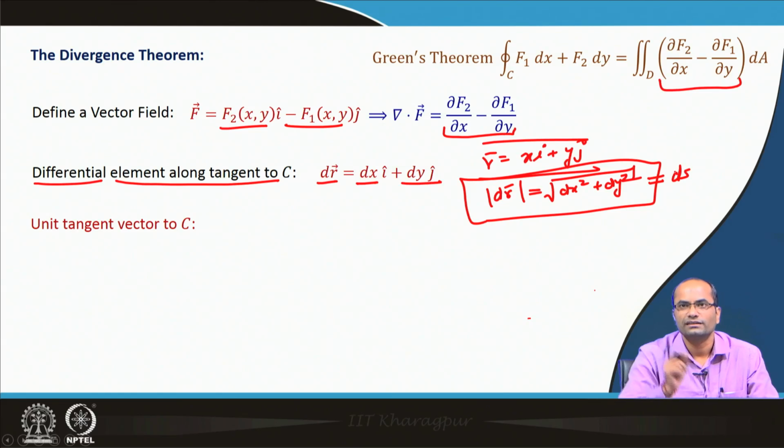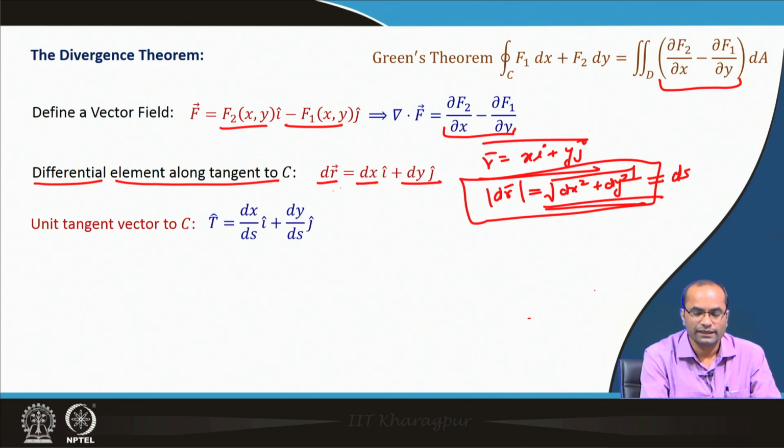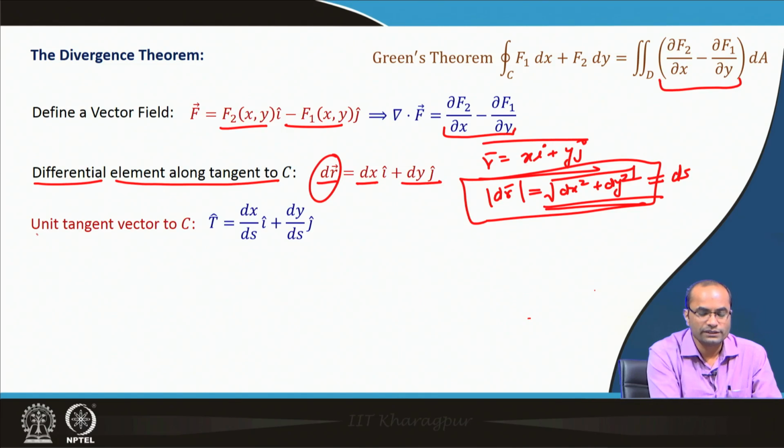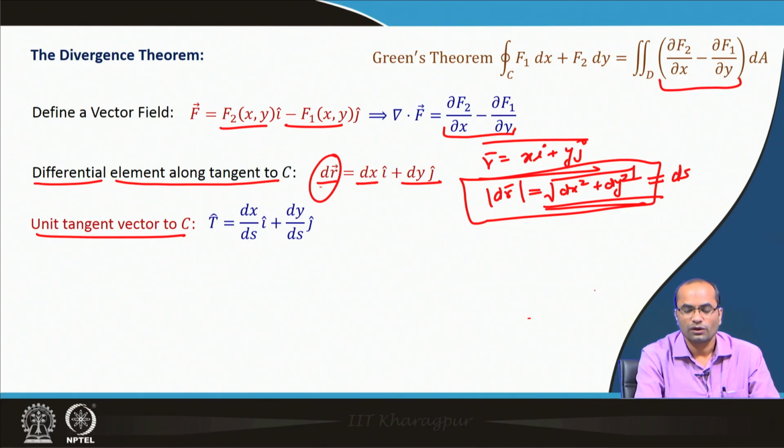So, ds is the incremental element, or the differential element, on the arc. If we divide dr, and dx and dy, by this factor ds, what we get is the unit tangent vector, because this is along the tangent and we have divided by its magnitude. So now the magnitude of dr over ds will be 1.